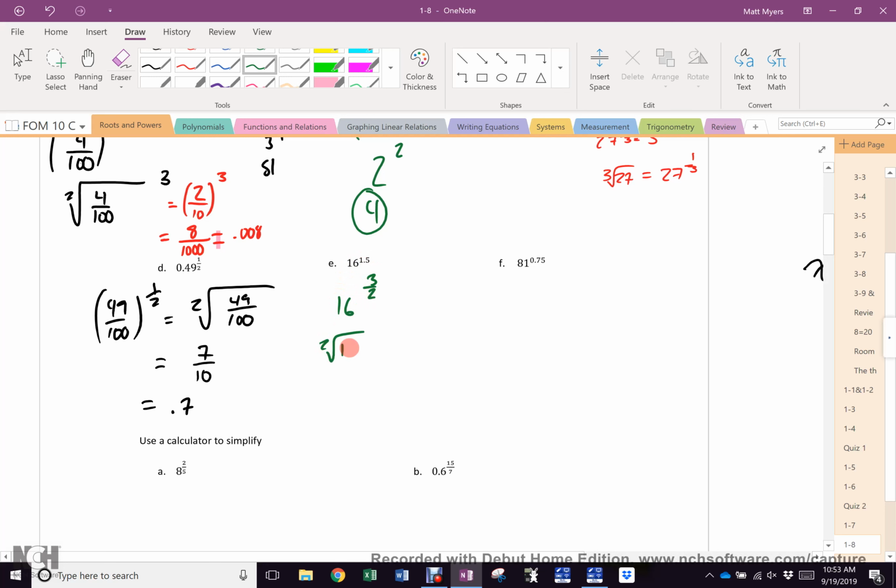Square root 16 to what power? 3. What is the square root of 16? 4 cubed is... What's 4 times 4 times 4? 64.